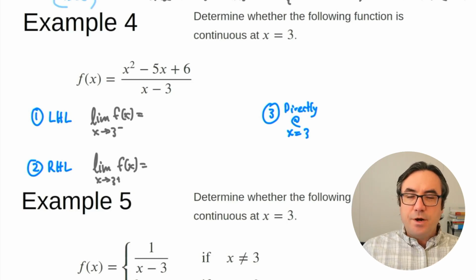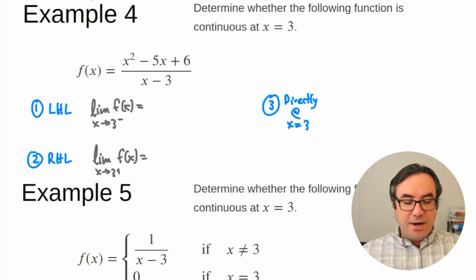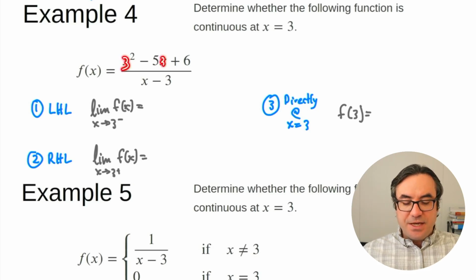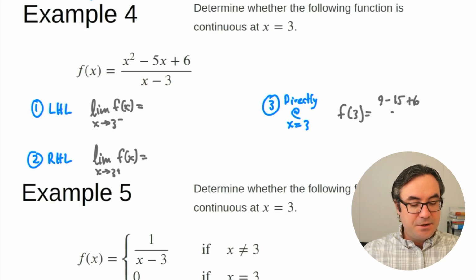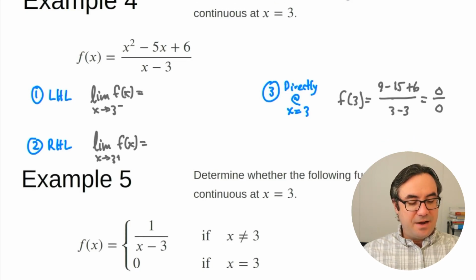So before we start worrying about limits, usually it's easier to start with the directly at, because we're just plugging into the function. So let's actually do that in this case. Let's plug right into this function and see what we get. So we're going to take our function and plug 3 into it. When I replace each of these x's with a 3, what do we get? Well, we're going to get 9 minus 15 plus 6 over 3 minus 3, which is 0 over 0. Undefined.